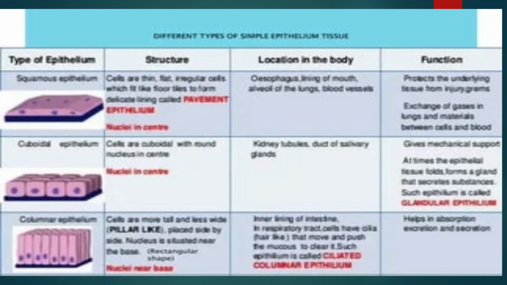Then columnar epithelium, which is also called ciliated columnar epithelium, is mainly found in the respiratory tract.